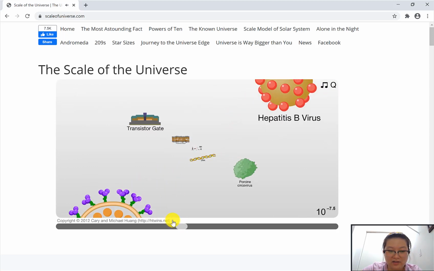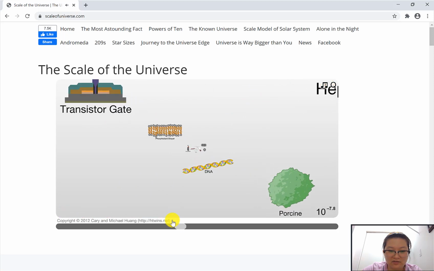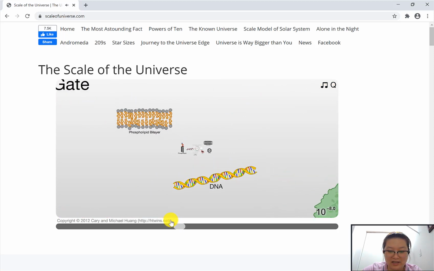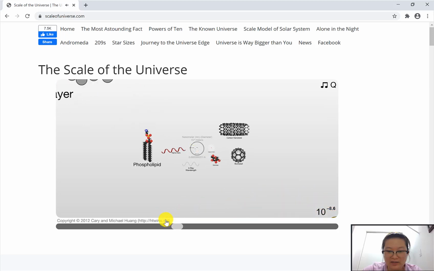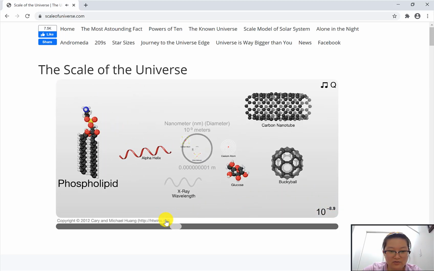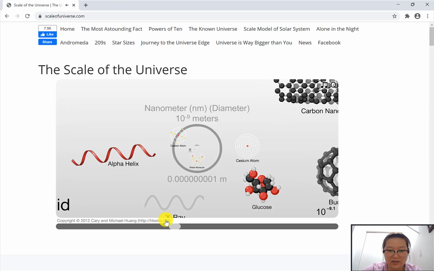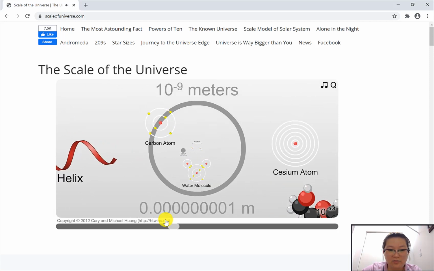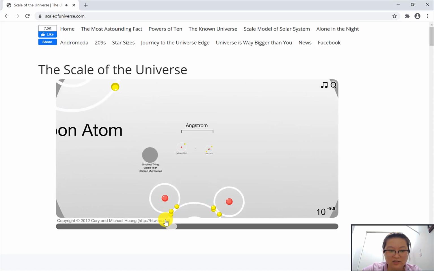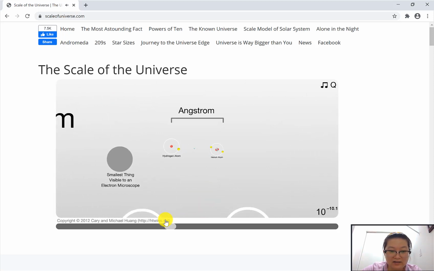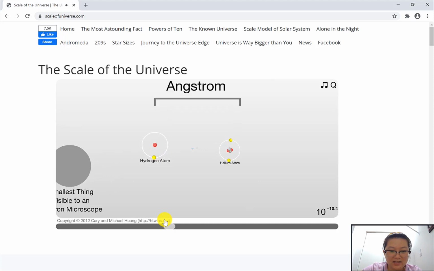So these are very tiny. Resistor gate, very interesting. Phospholipid bilayer, DNA. Going to learn that later in science, hopefully. Phospholipids, oh yeah. Carbon nanotube, very cool stuff. Oh, nanometers. So you might have heard of nanotechnology. So this is how small they are, and it's getting to the atoms.